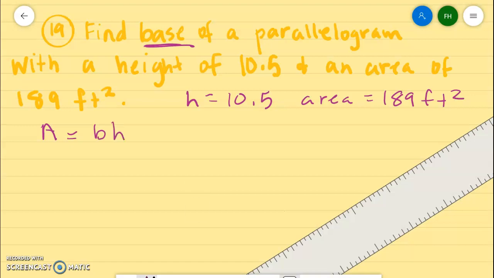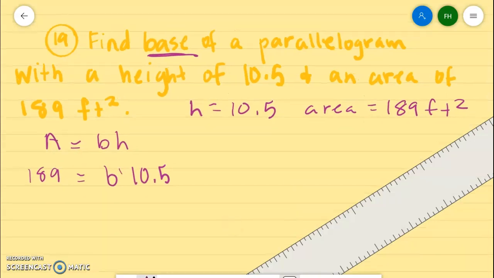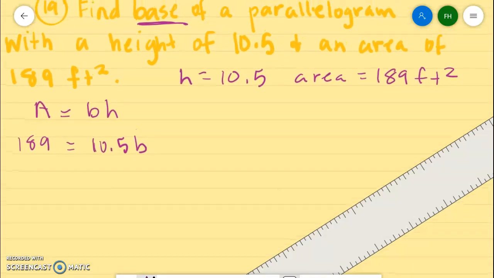So your area, let's plug in what we know. We know the area is 189. We don't know the base, but we know the height. So we have base times 10.5. Or we could turn that around and say 10.5b. And then just solve for b. Get rid of the 10.5, divide.